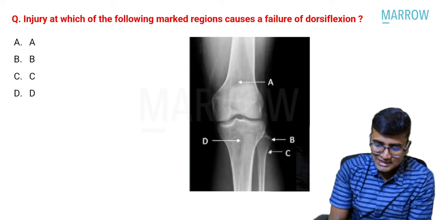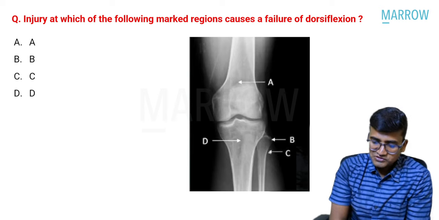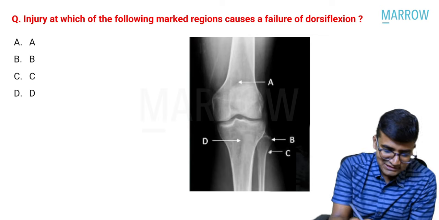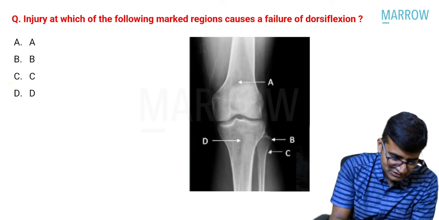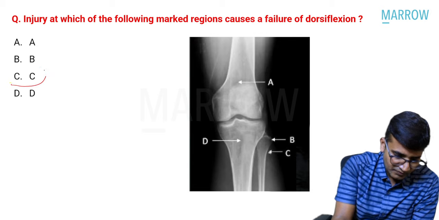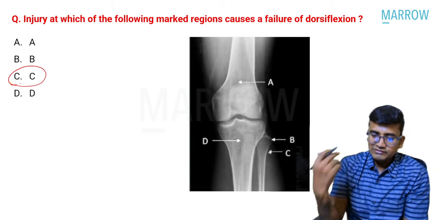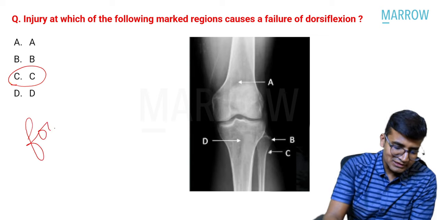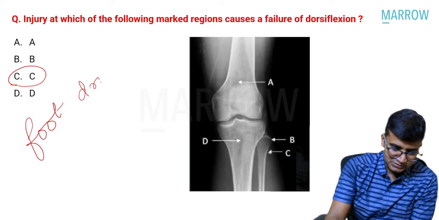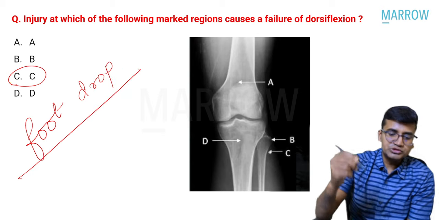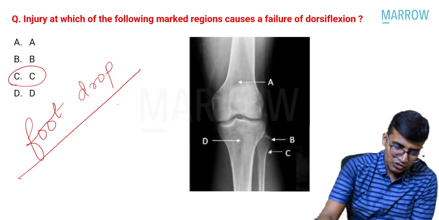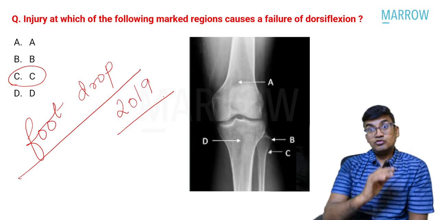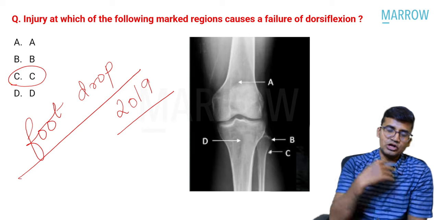So loss of dorsiflexion means the deep peroneal nerve is involved. The answer is C. Now, instead of giving failure of dorsiflexion, suppose the patient has a deformity. What is that? Foot drop. Foot drop is due to what? That is a question we got in the NEET exam, in 2019. The patient is having the deformity, foot drop.